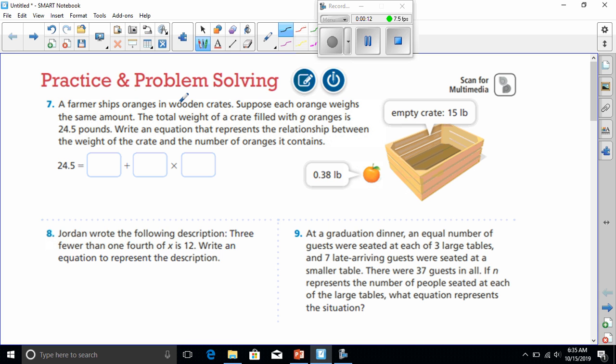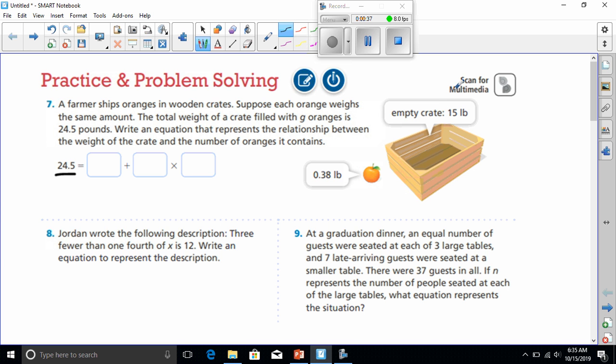Farmer ships oranges in wooden crates. Suppose that each orange weighs the same amount. The total weight of a crate filled with G oranges is 24.5 pounds. Write an equation that represents the relationship between the weight of the crate and the number of oranges it contains. Well, the total is going to be 24.5 pounds, right? Because it says the total weight.